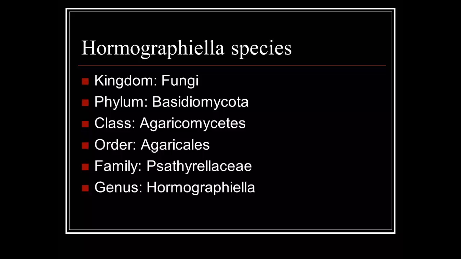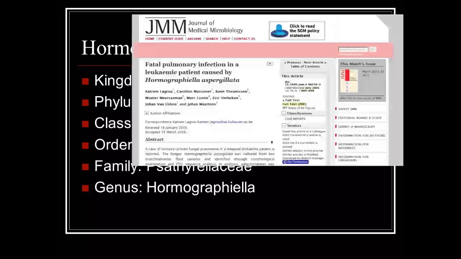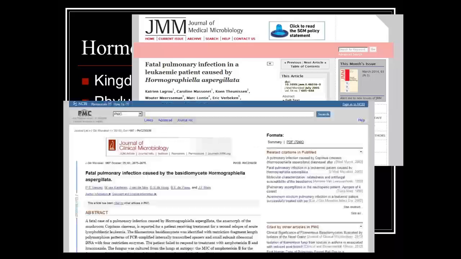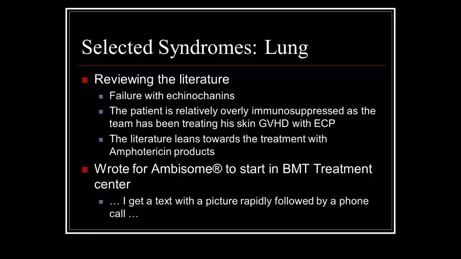and you scratch your head and you're like, what is that? So you look and you're like, it's a fungus. You then do some literature, you're like, fatal, never good. Here's another fatal, also not so good. So what were the key things from the article: you couldn't use echinocandins, the patient is overly immunosuppressed due to his GVHD treatment, and you should treat with amphotericin products.